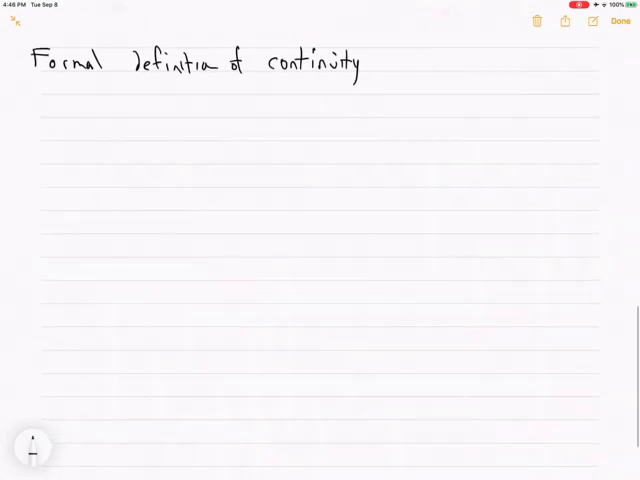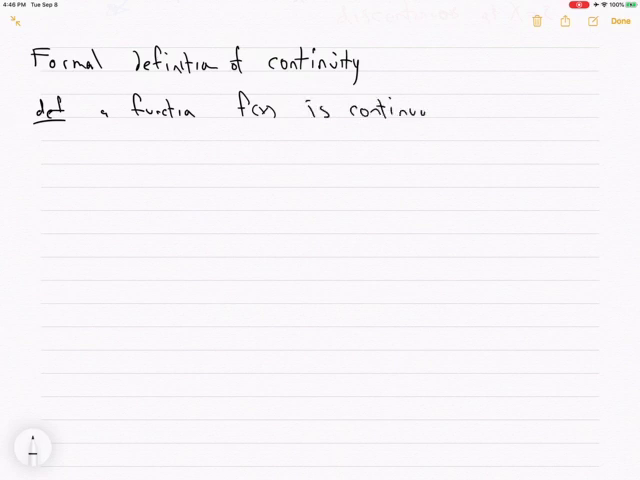Now, sometimes it's good to just be able to do things without having the graph, although the graph is very valuable. And so now let's go over the formal definition of continuity. So this is a formal definition, how we can make it mathematically precise. So a function, say f of x, is continuous at the point x equals a, so here a is some number.